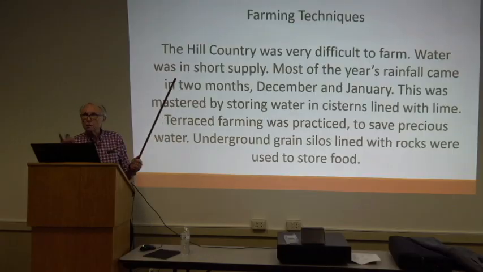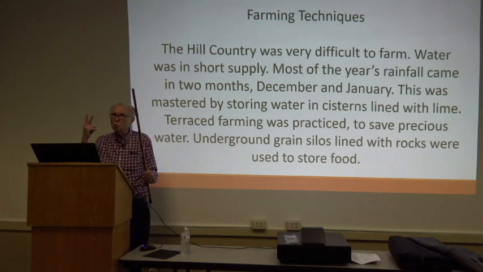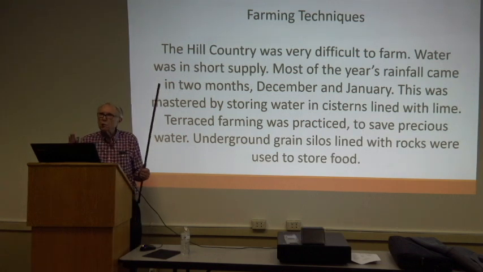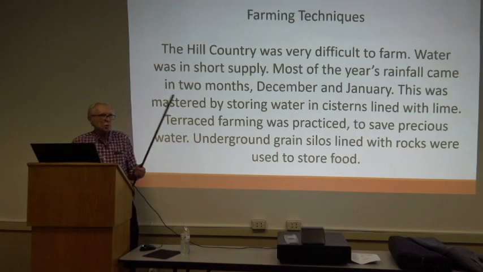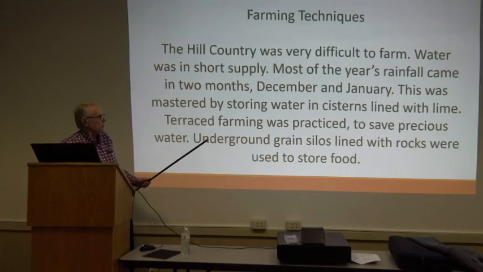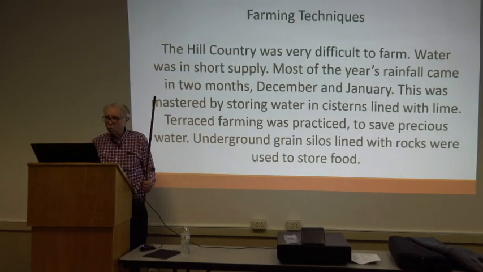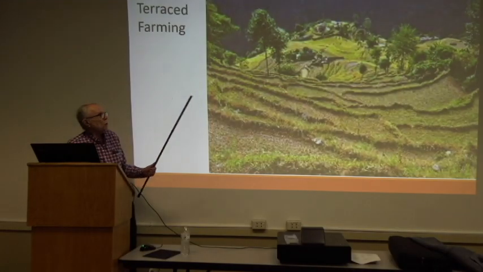Farming techniques: in the hill country it was very difficult to farm. Water was in short supply. This is still true today. Most of the year's rainfall came in 2 months, December and January. So they had to master the water situation by storing water in cisterns lined with lime. And they used terraced farming to save precious water and underground grain silos lined with rocks. There's terraced farming.